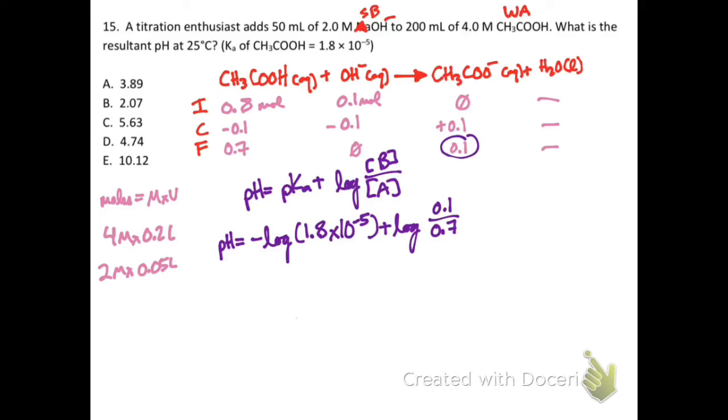So let's see what we end up getting. pH is equal to, the pKa is 4.74 for acetic acid, plus negative 0.85, which gives us our answer of the pH is equal to 3.89.